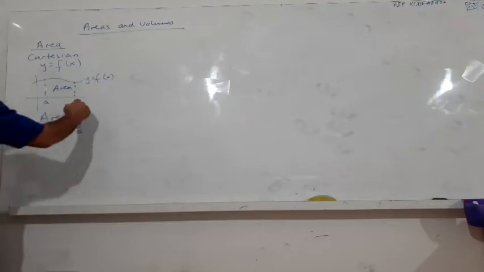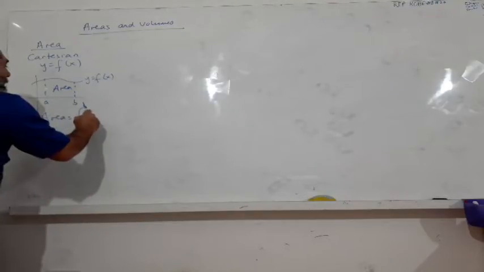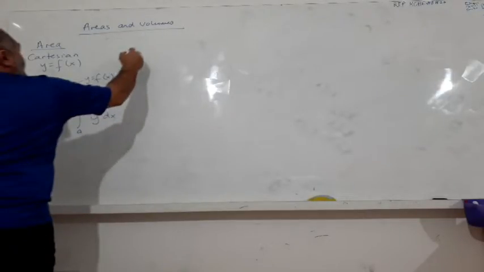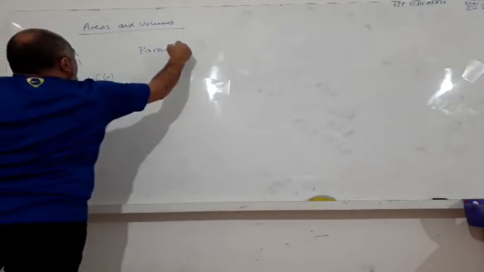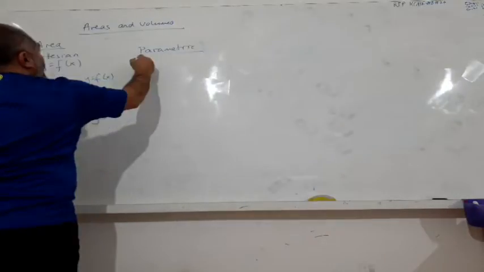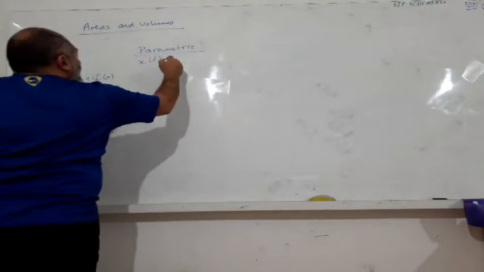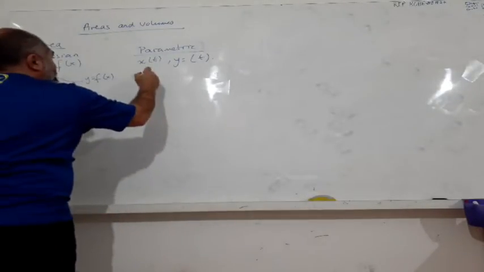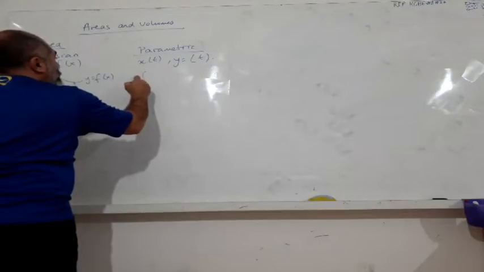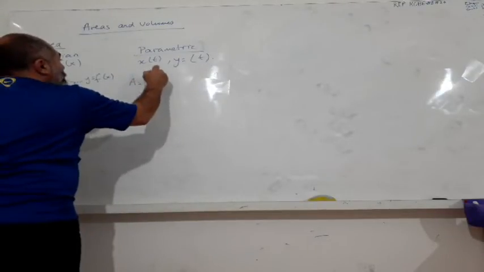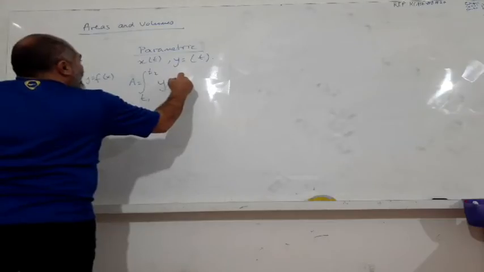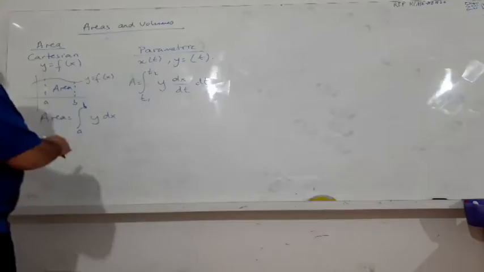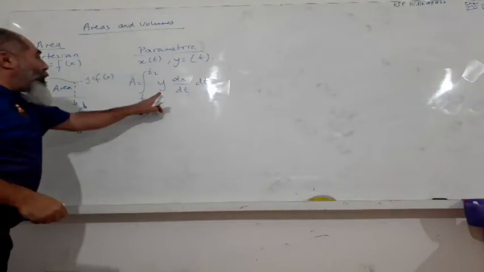y dx. If the equations are parametric, x is defined in terms of t and y is also defined in terms of t, the area is going to be from t1 to t2 of y dx/dt dt, because both y and x are in terms of t.